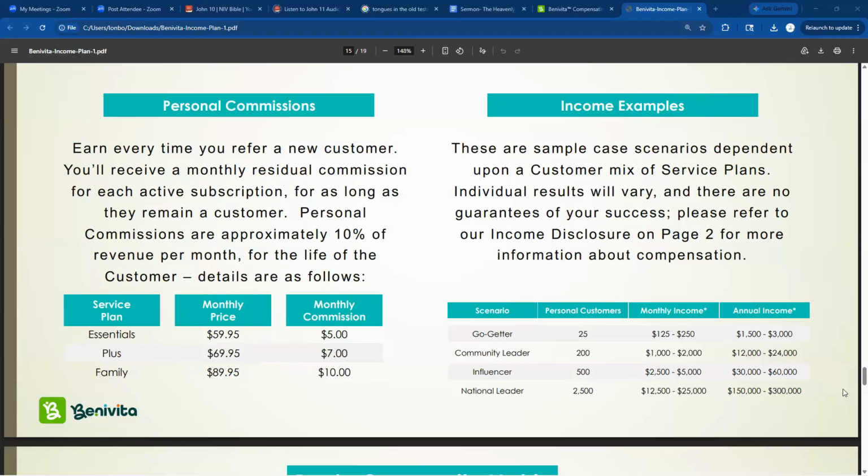And I love that about the business, because there's a team aspect to it, but there's also the people that are going to go out and crush it themselves, and they need to get that extra compensation. I really believe in that. And there's another part where you're going to get extra pay for how many people you have. So if we look at the go-getter, that's going to be the 25.